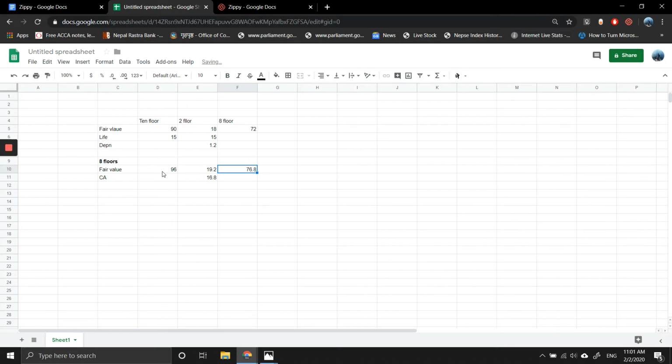So what we will do is that this gain, the 8th floor's gain, will be charged to SOPL. It will be recognized over there, whereas the gain of this minus this will be recorded in other comprehensive income.